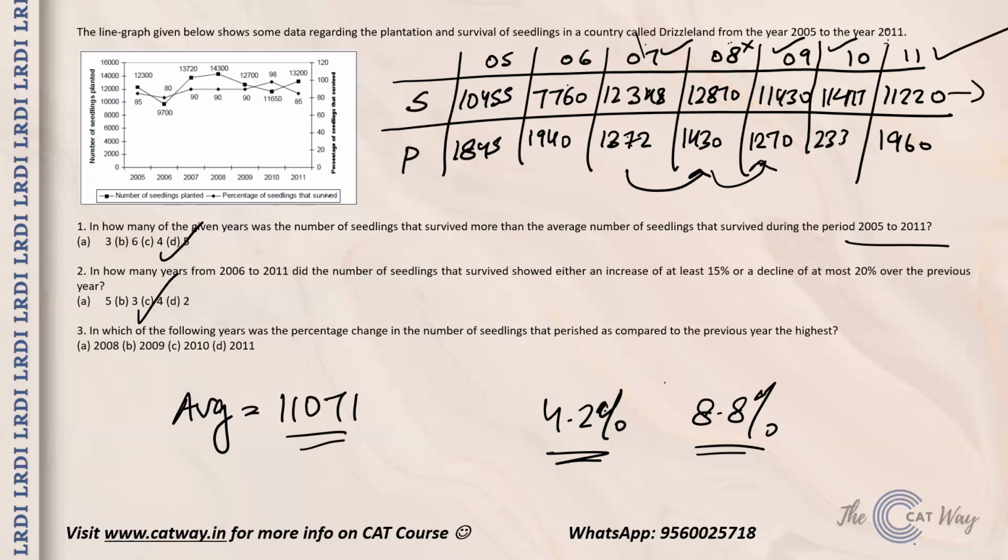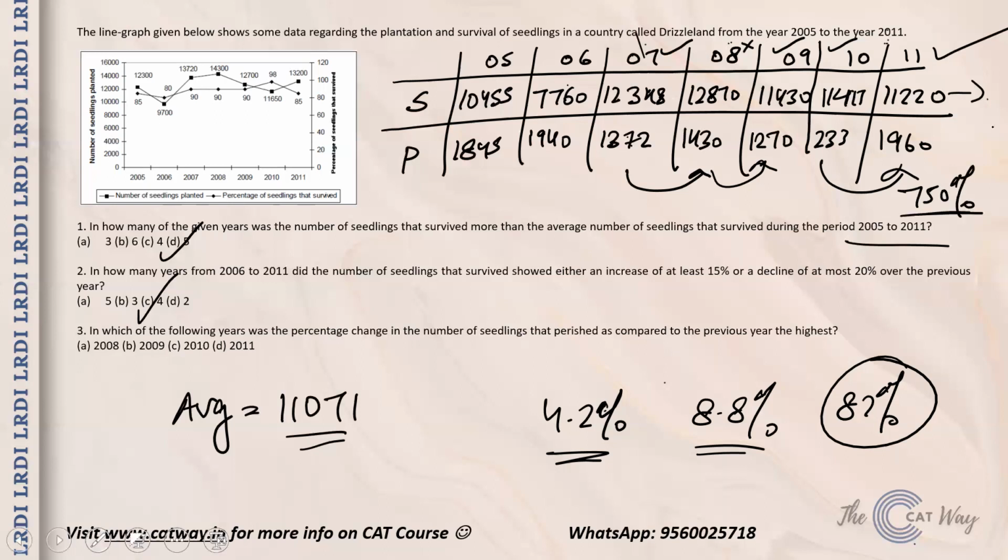So what is happening is 233 divided by 1270. So there was a decrease of roughly 82%. But again, going from 10 to 11, there's a huge increase, that is 1960 divided by 233. That means there is an increment of roughly about 750%. So the maximum percentage change is going from 10 to 11, that is 750%. So the correct answer is option number D, 2011. So with this, the set is complete, guys, and hope you have understood the set well. Thanks for watching the video.